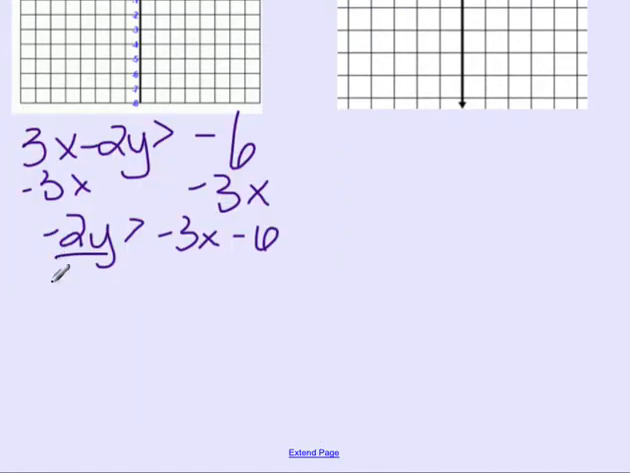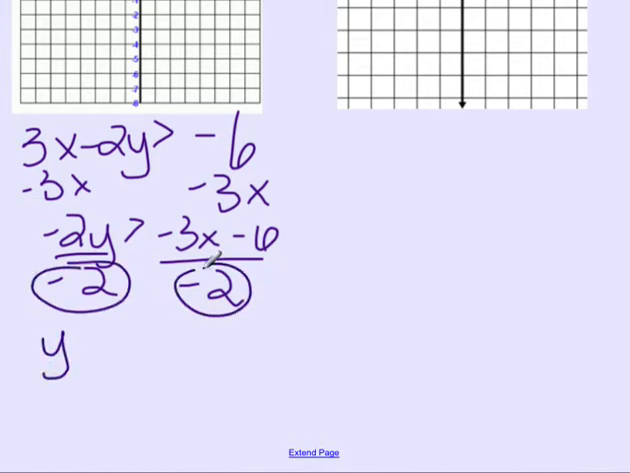So now that -2 is being multiplied by the y, so I'm going to divide both sides by -2. If you think back to when we had inequalities, whenever you divide both sides by a negative number, you have to flip the symbol. So I'm going to go ahead and flip that inequality symbol. Well, -3 divided by -2 is going to cancel out to a positive. So it's going to become a positive 3/2, and then we have x. -6 divided by -2 is also going to become positive, and that's going to give us a positive 3.